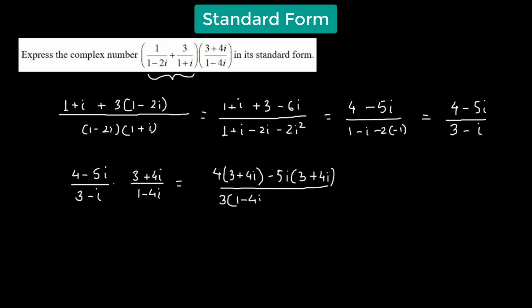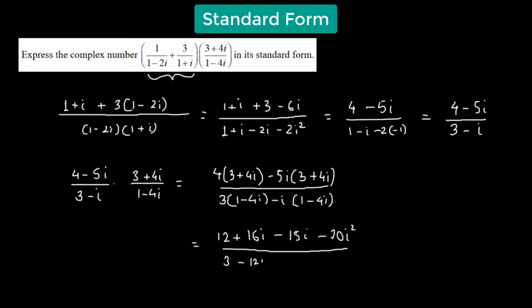minus 4i minus i multiplied to 1 minus 4i, which is equal to 4 times 3 is 12 plus 4 times 4i is 16i, minus 5 times 3i will be 15i, then minus 5i multiplied to 4i will be minus 20i squared, divided by 3 times 1 is 3 minus 3 times 4i will be 12i minus i times 1 plus 4i squared.